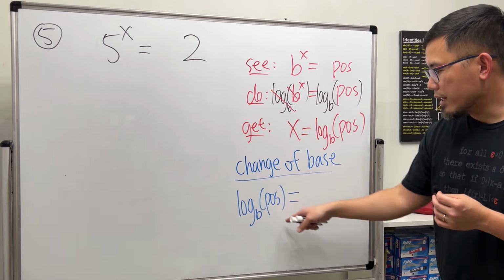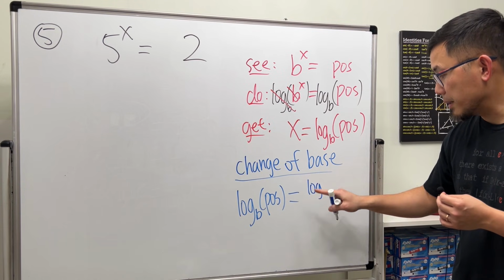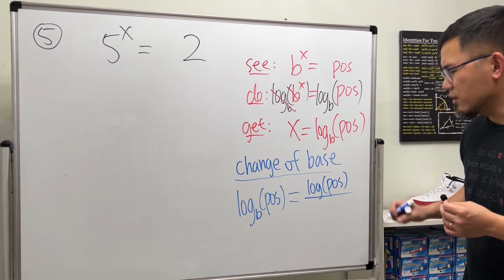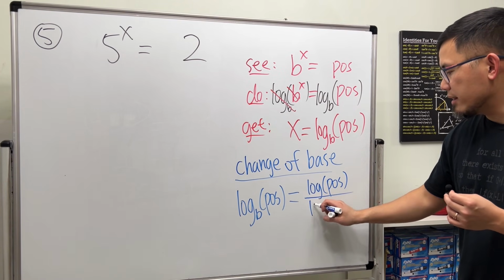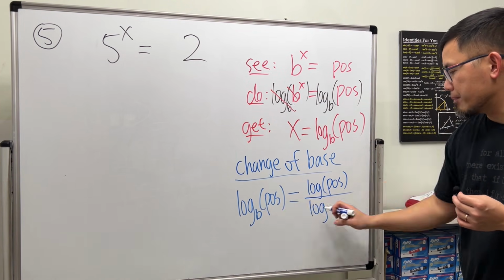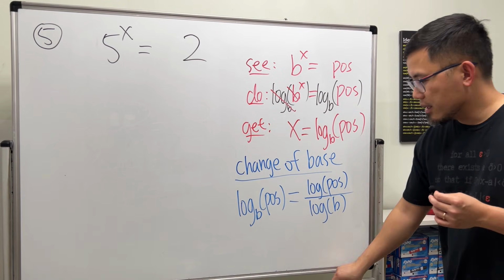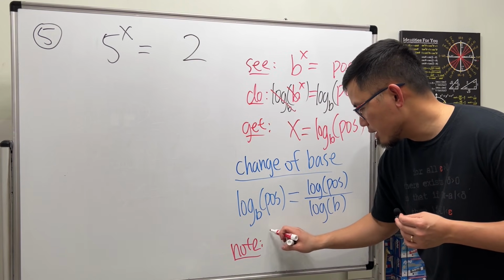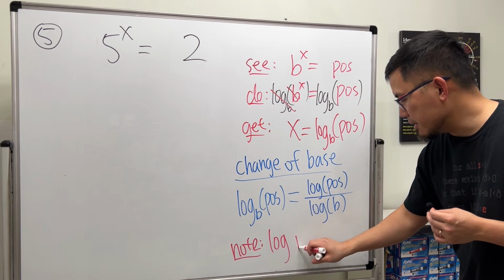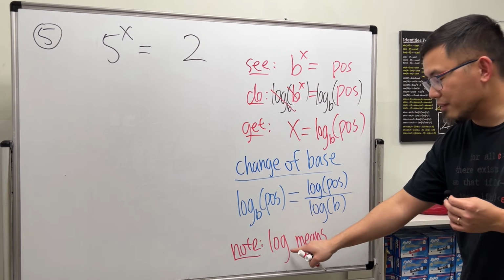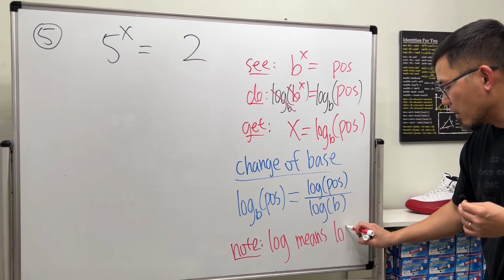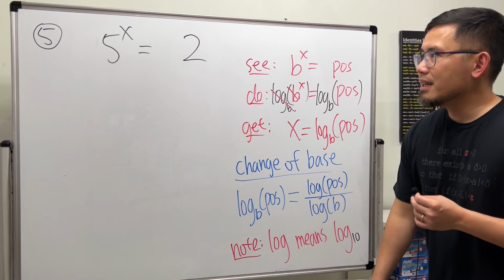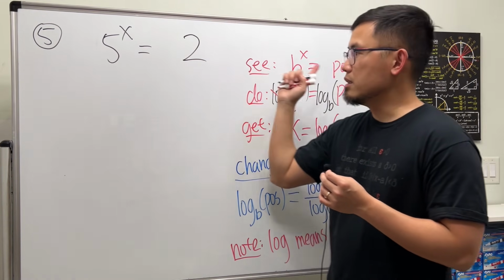What you want to do is write this as log base 10 of that positive number first, and then divide by another log, with that number b inside here. And notice this log on your calculator means log base 10, even though we don't have any number here. It's just that we don't write the 10 down. So right here, we have exactly this situation.